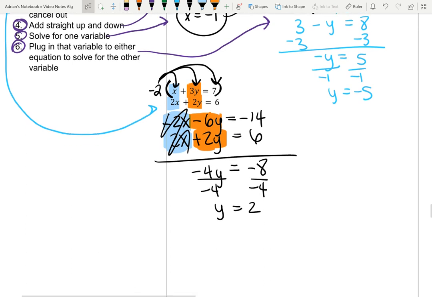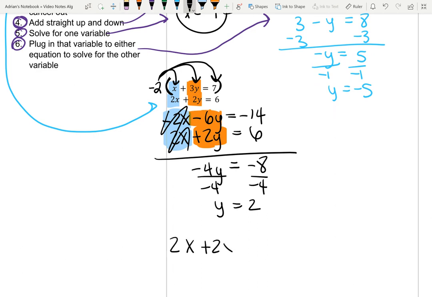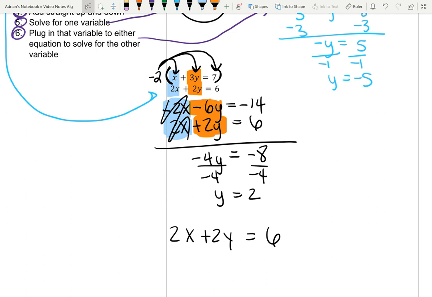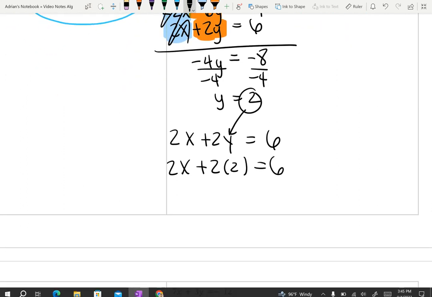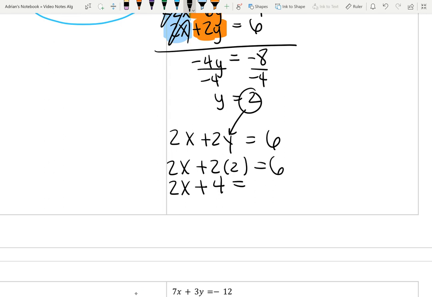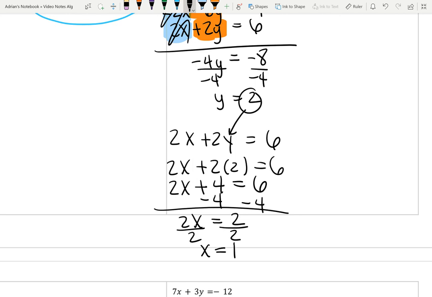So I'm going to plug this in to the 2x plus 2y equals 6, just so I don't accidentally mess something up if I plug it into the negative 2x minus 6y equals negative 14. So this 2 will go right here for the y. So I have 2x plus 2 times 2 equals 6. I'm just going to solve this down for x. So my x is 1.